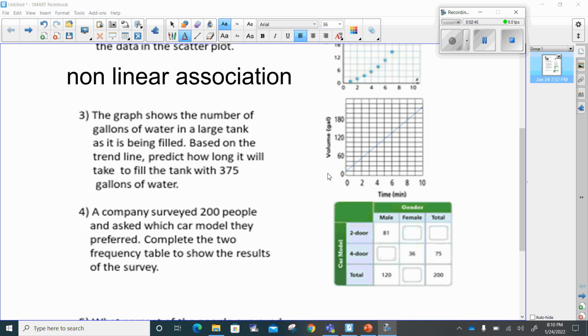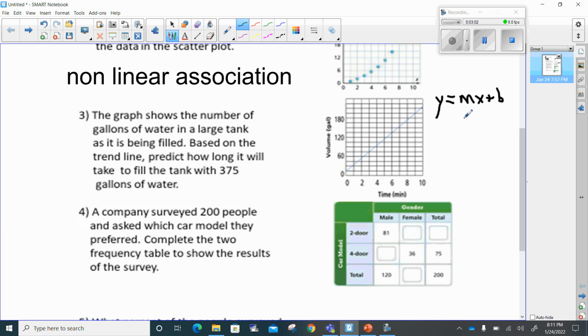To solve this, we're going to need to make the equation. So let's remember what the equation that we're looking for is going to look like. y equals mx plus b. Well, the b represents where the line goes through y. We see that 60 is at the 1, 2, 3, the 4th line. So when we take 60 and divide it by 4, we get 15. So b must be 15.